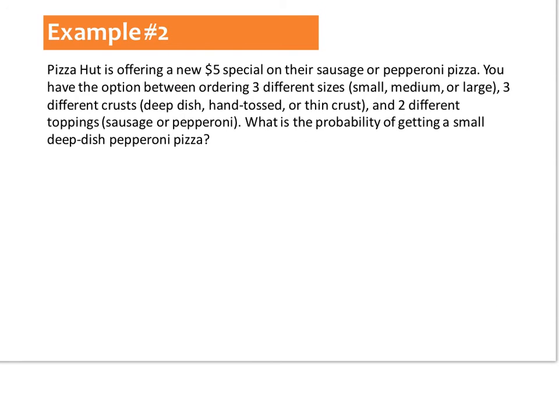All right, let's go ahead and try this one. It says Pizza Hut is offering a new $5 special on their sausage and pepperoni pizza. You have the option between ordering 3 different sizes, small, medium, or large, 3 different crusts, deep dish, hand tossed, or thin crust, and 2 different toppings, sausage or pepperoni. What is the probability of getting a small deep dish pepperoni? All right, so let's get started.